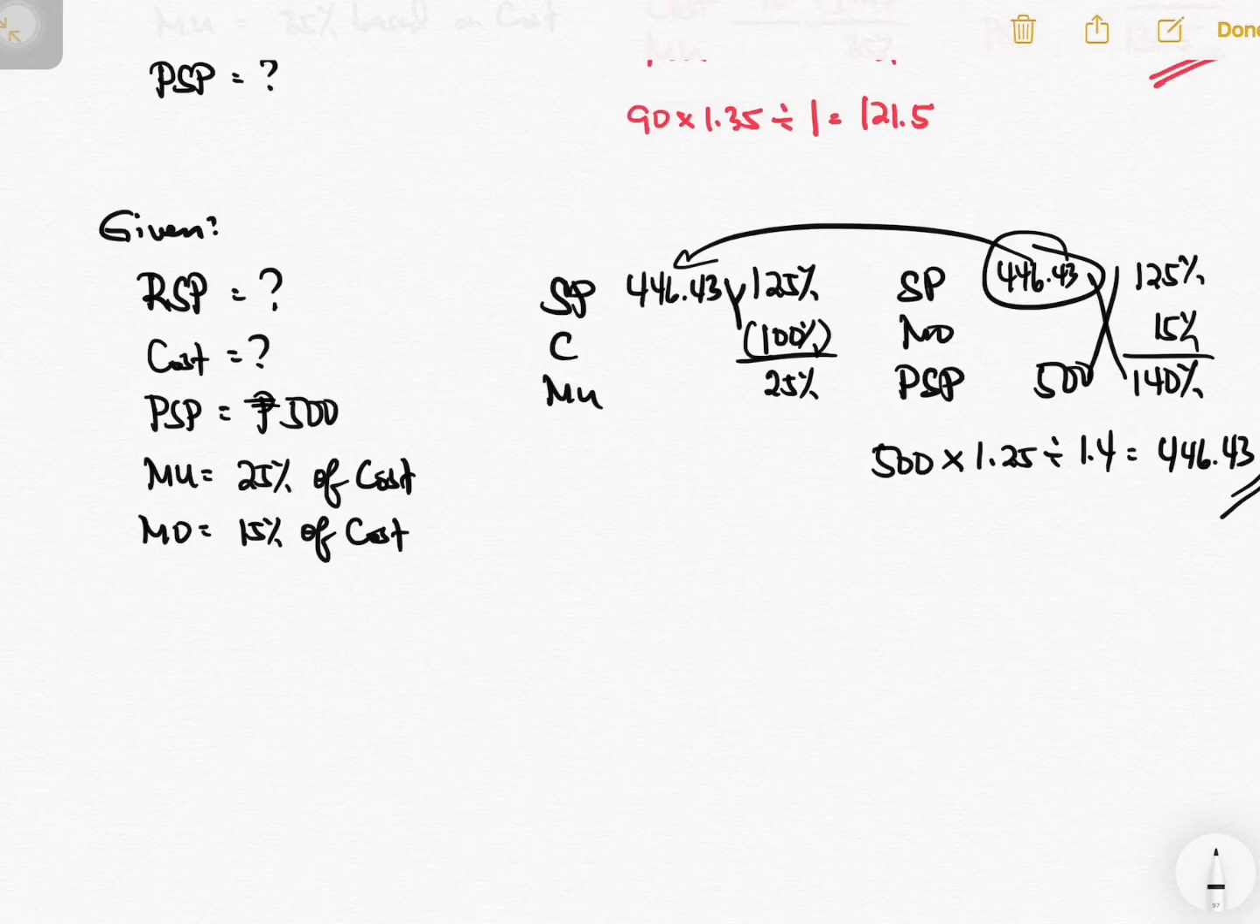446.43, and then you cross multiply again. So 446.43 times 1 divided by 1.25. The answer is 357.14. So that's how you play around with the template for markon.